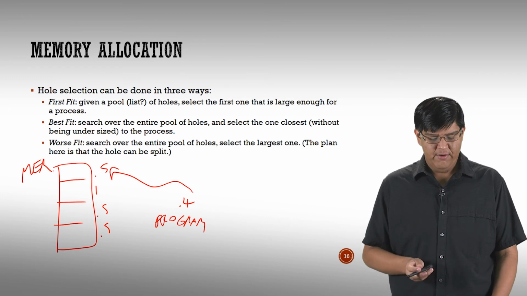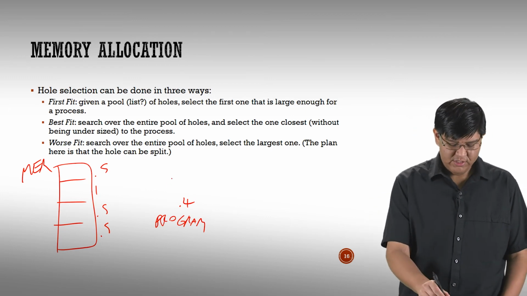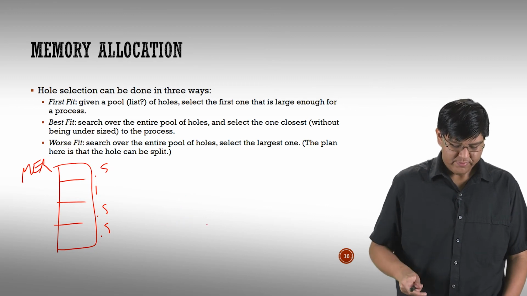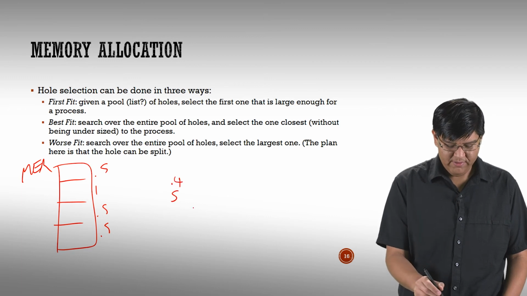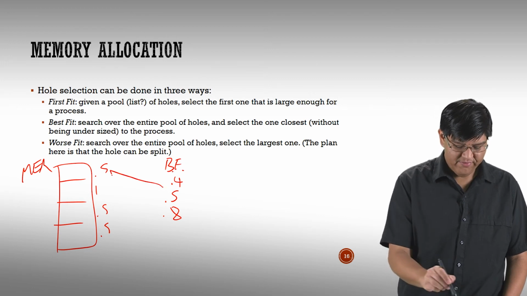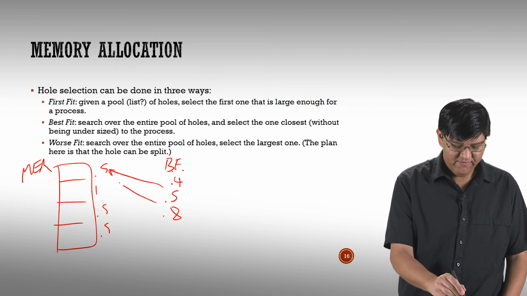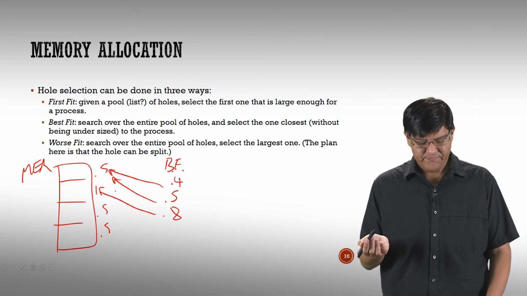The other thing here, the final idea we have, is this idea of a worst fit. So actually, what I should do here is make a little table, for example. Let's say we have a process of size 0.4, a process of size 0.5, and a process of 0.8. In best fit, 0.4 goes to the first one there, 0.5 also goes to the first one there, then 0.8 goes to this one. That's how our best fit looks.